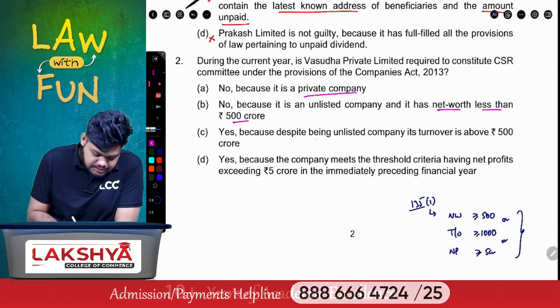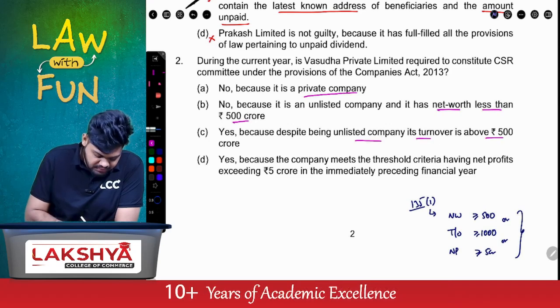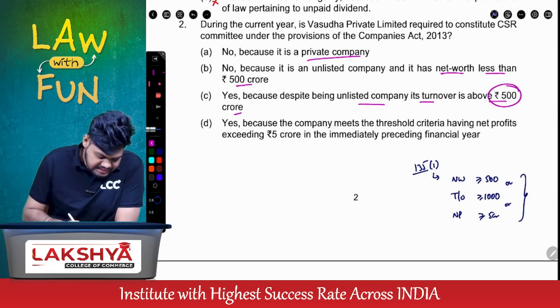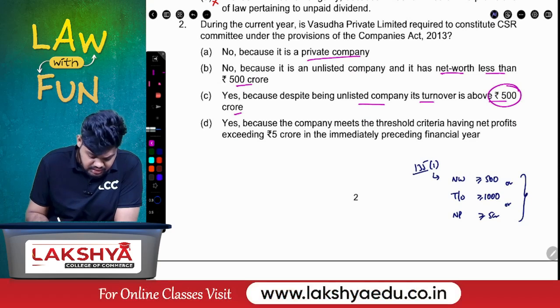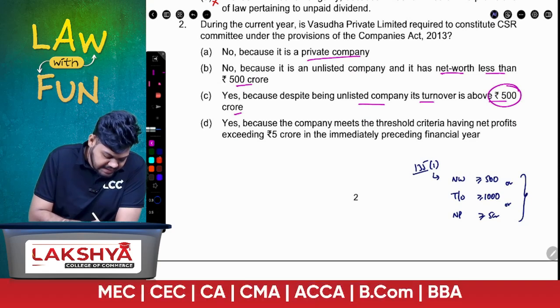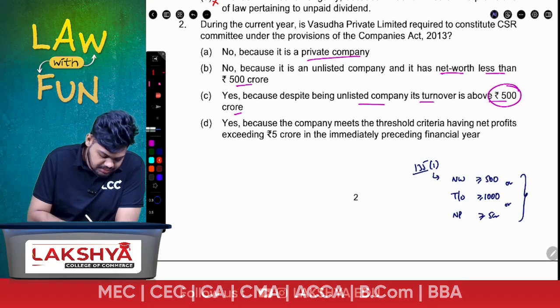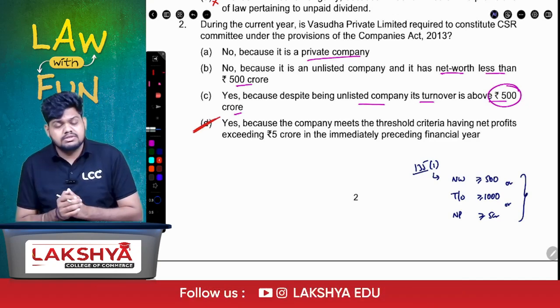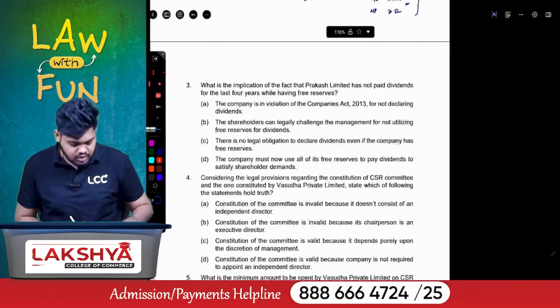Yes, because despite being an unlisted company, its turnover is above 500. No, turnover should have been 1000. Yes, because the company meets the threshold criteria, having net profit exceeding 5 crores in the immediately preceding financial year. So, hence the answer was option number D. Moving on, question number 3.